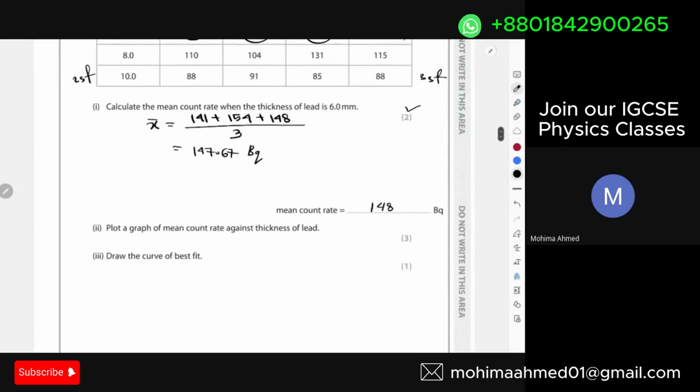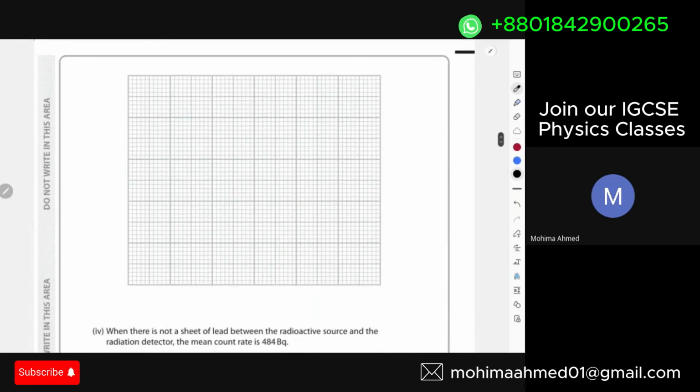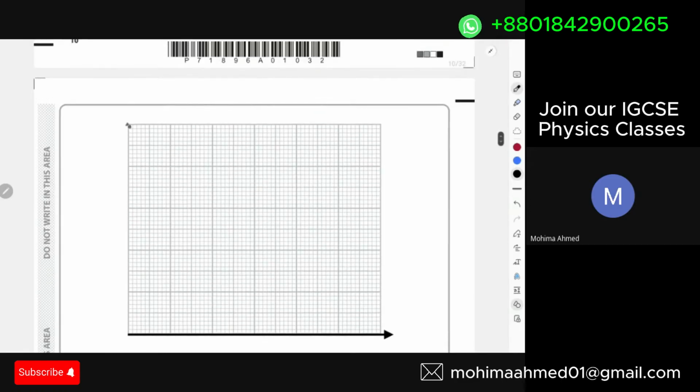Okay, then after this, they're saying that now you have to plot a graph, count rate against thickness, and we have to draw the curve of best fit, right? For this kind of case, again, you have to use 70% of the given space. The space they have given you, I have to use 70% of the given space.